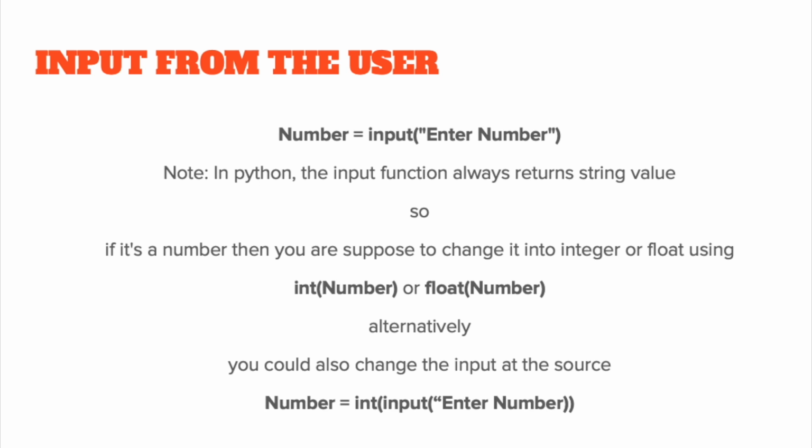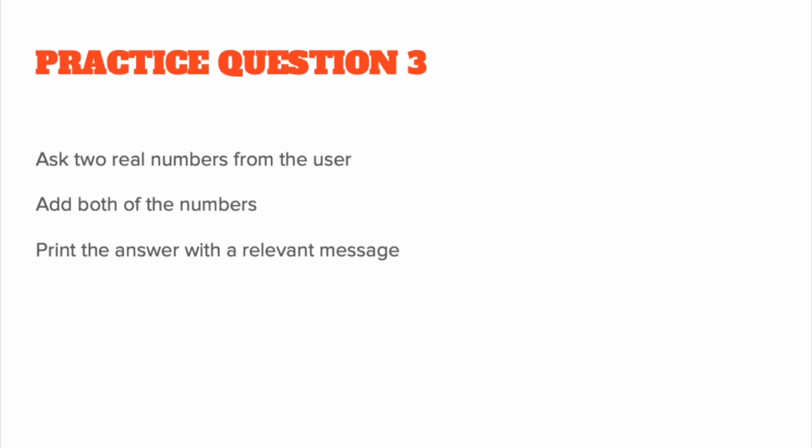Now the brackets and the prompt inside the bracket is used for your user interface to make it easier for the user to know what they're entering. You don't really need to use it, but it makes more sense. Otherwise, they just see an empty blinking cursor there and they don't know what they need to type in. Now let's test this out by doing practice question 3. Ask 2 real numbers from the user, add both of these numbers, and print the answer with the relevant message. Pause the video and then complete this code, and then continue to check the answer, or one possible answer.